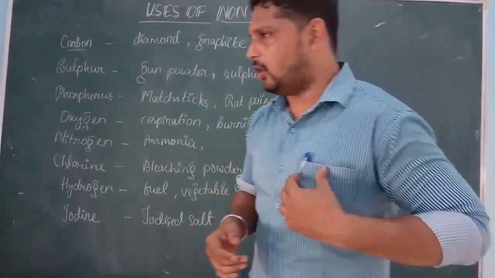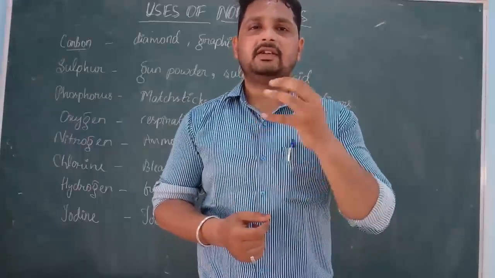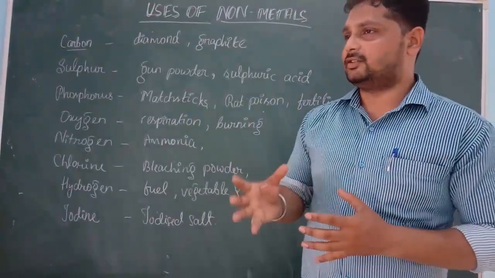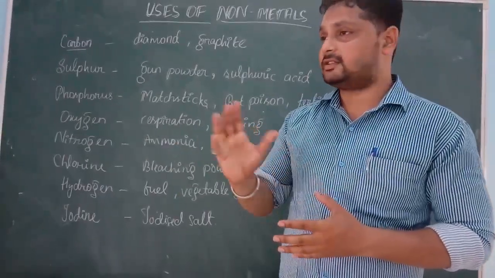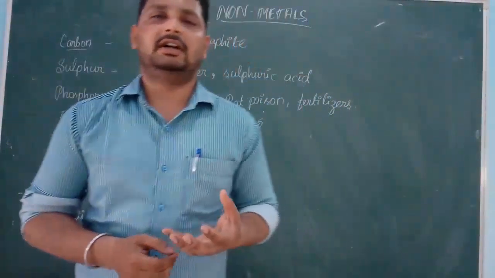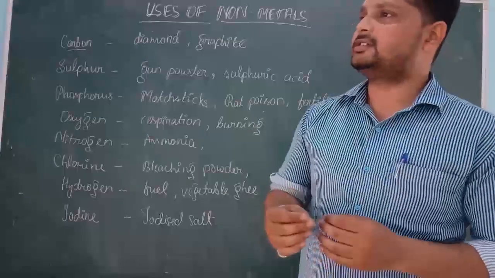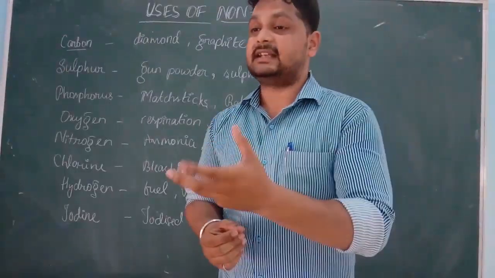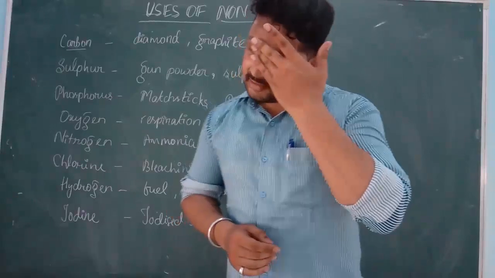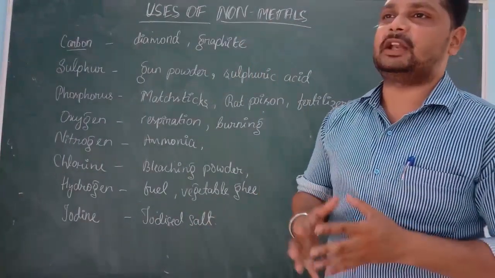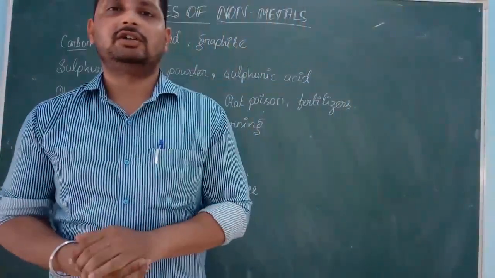Next is oxygen, one of the most important non-metals, because every living organism in this world needs oxygen to survive. It is used in respiration and is needed in the process of burning, called combustion. Nitrogen is used for the manufacturing of ammonia, nitric acid, and so on. Chlorine is used to make bleaching powder and to sterilize water as a disinfecting agent. Hydrogen is used as fuel to generate power, and also to manufacture vegetable ghee.